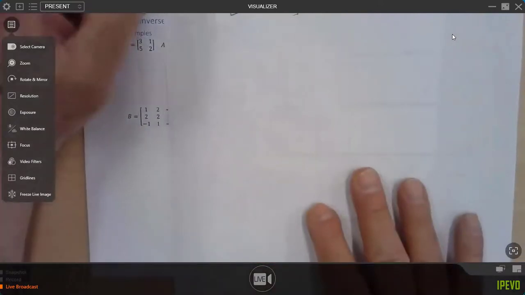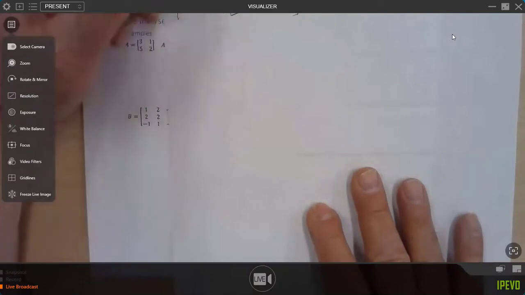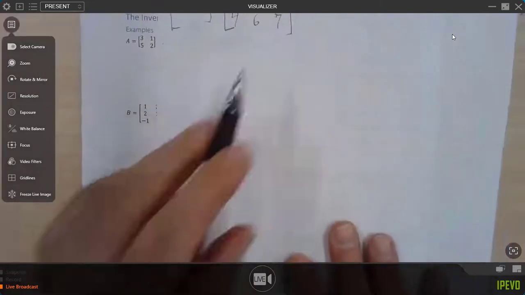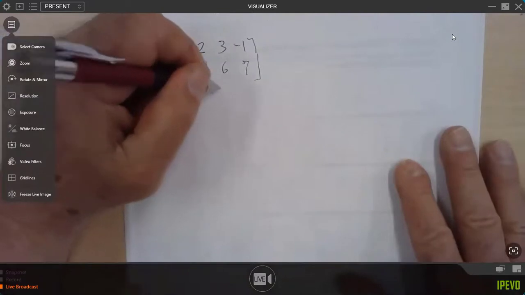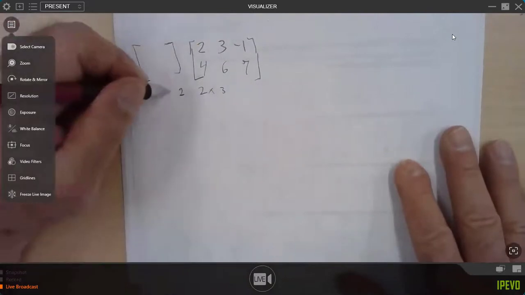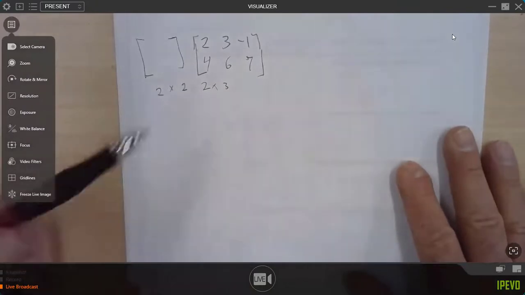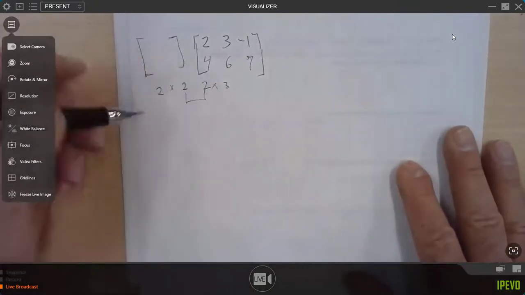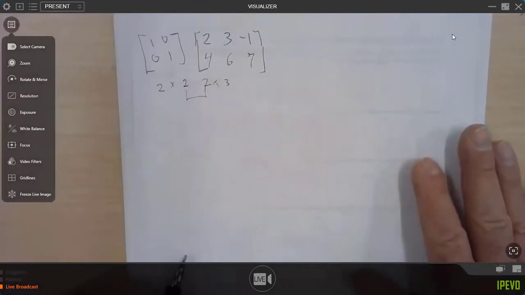If I wanted to multiply a matrix on the left to just get this matrix back again, then I would have to have, well, this is a 2 by 3. I've got to have a 2, and the identity matrices are always square. The number of rows and columns are the same. So I've got to have a 2 by 2 identity here. And now this will work.